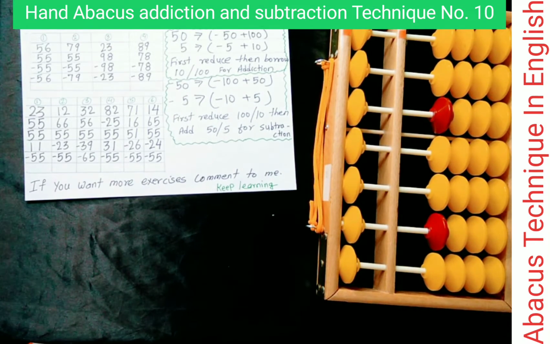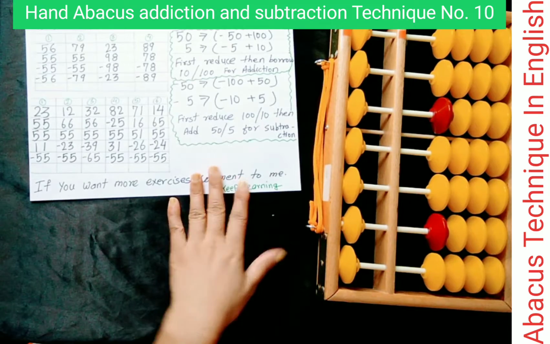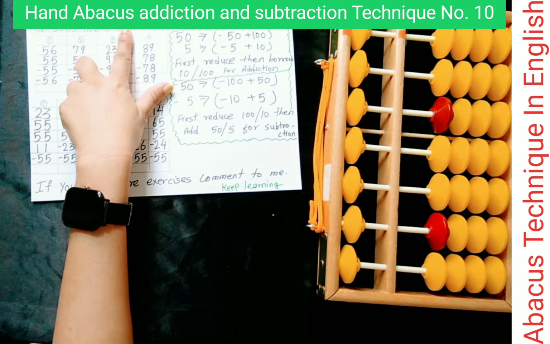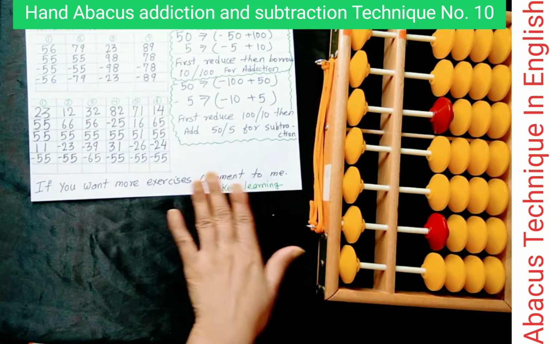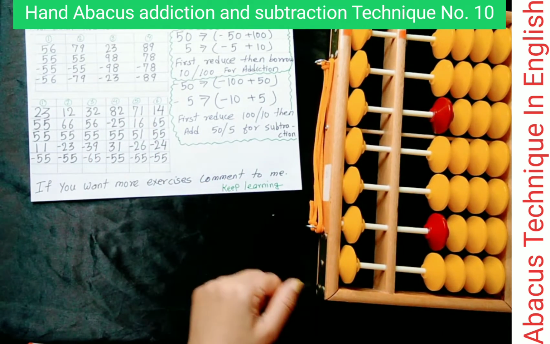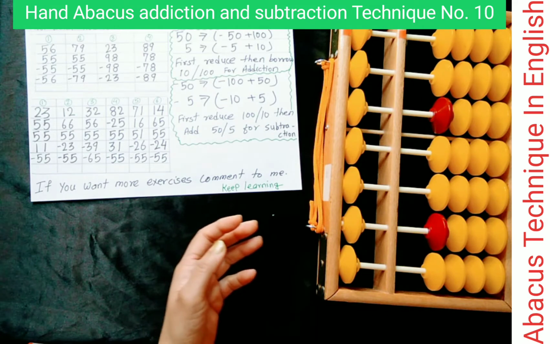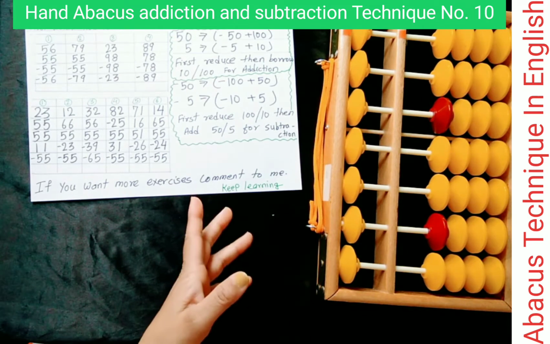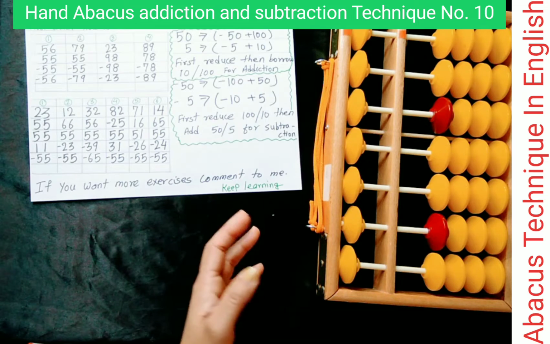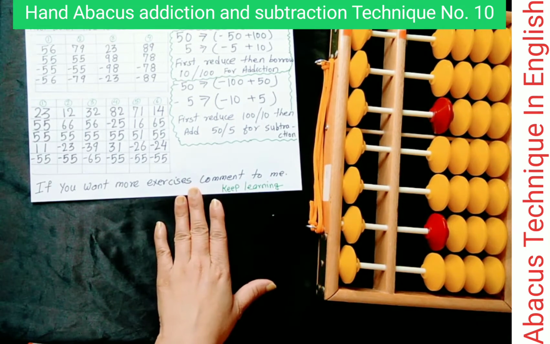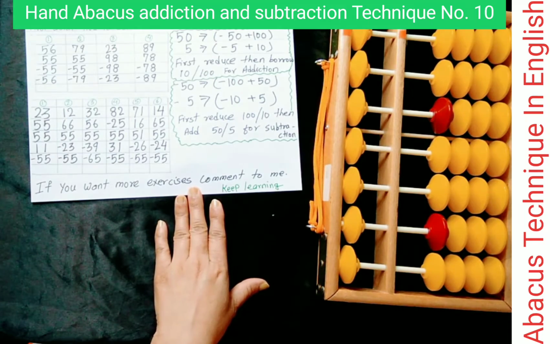We are doing addition and subtraction. This is technique number 10, episode 14. So today's technique is how to borrow 10 and 100 to add 5 or 50, or how to borrow 10 and 100 to reduce 5 and 15.